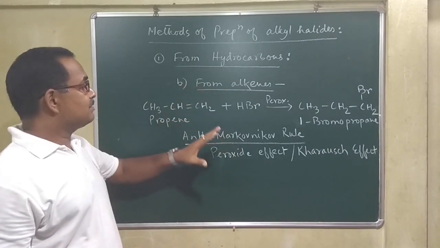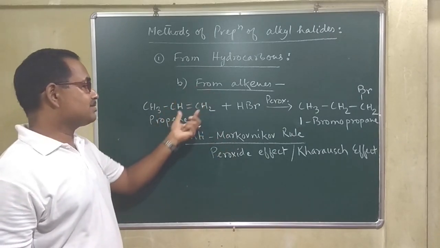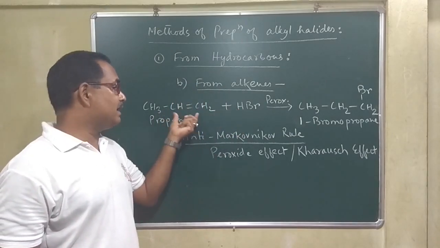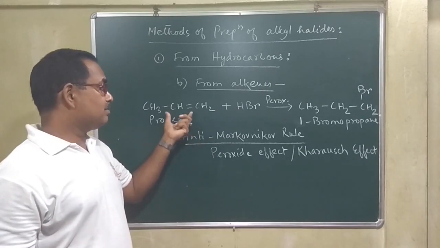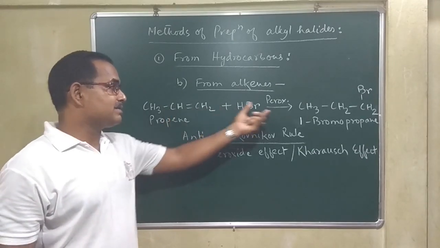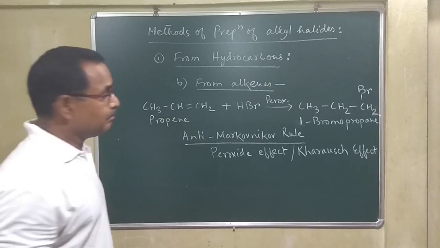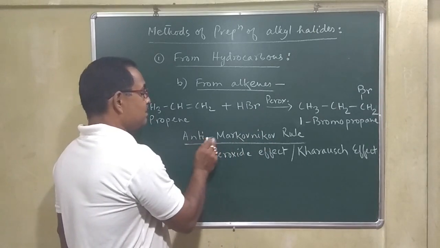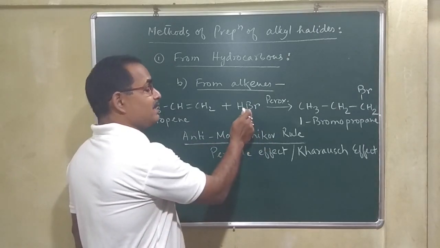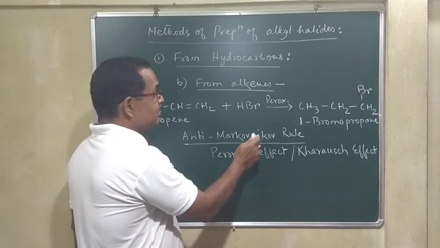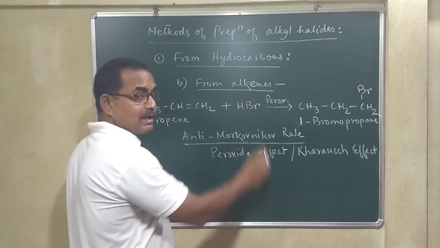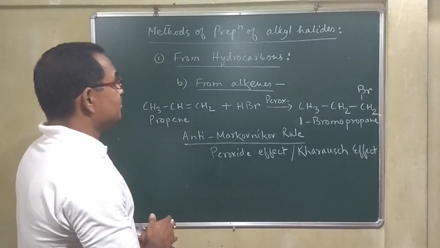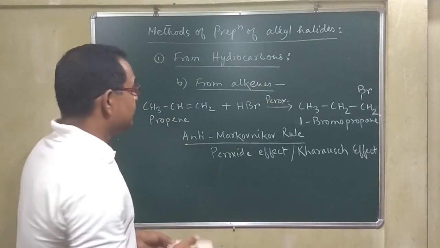From alkenes, we may have haloalkanes simply by electrophilic addition of hydrogen halide to alkene, or addition of hydrogen halide to alkene in presence of peroxide. But there is one important point: you are to observe anti-Markovnikov's rule only when there is HBr as the hydrogen halide. This rule is not obeyed by hydrogen iodide or chloride. In this case, peroxide effect will not be applicable.